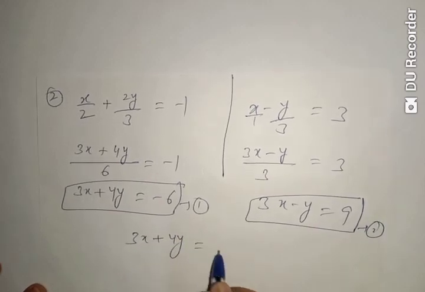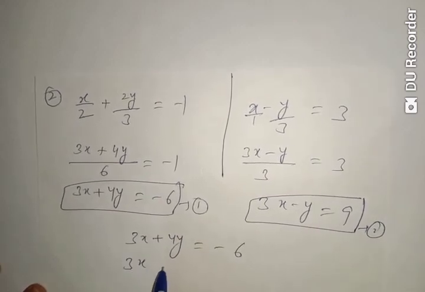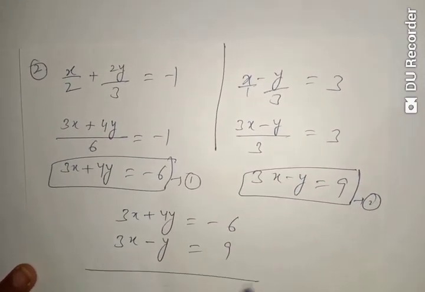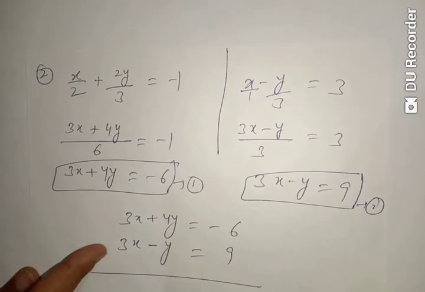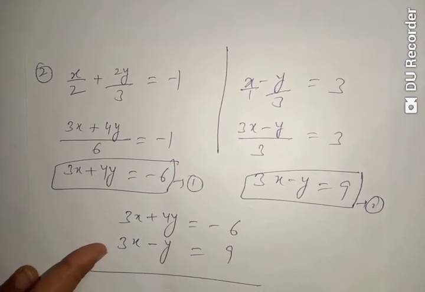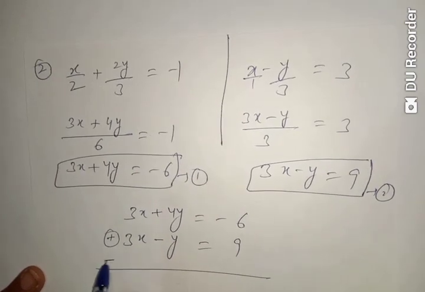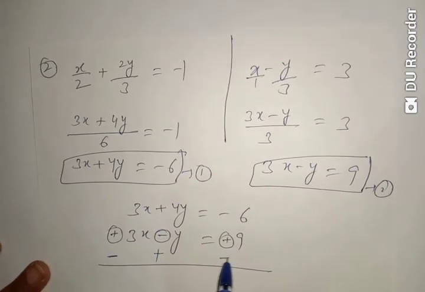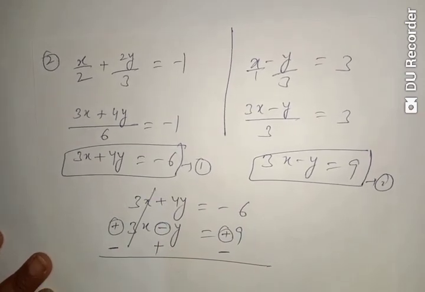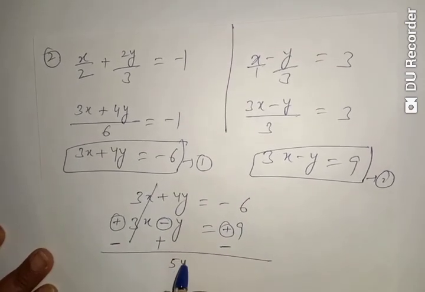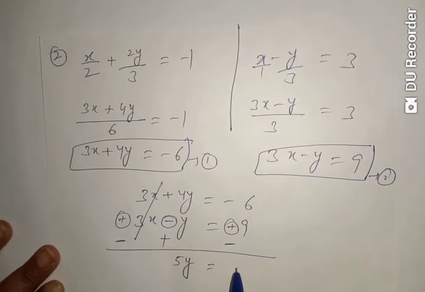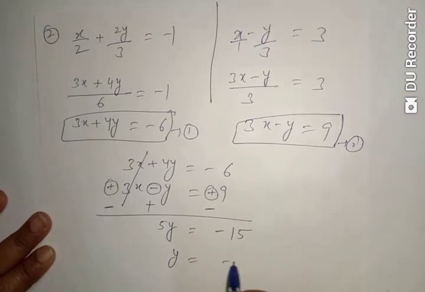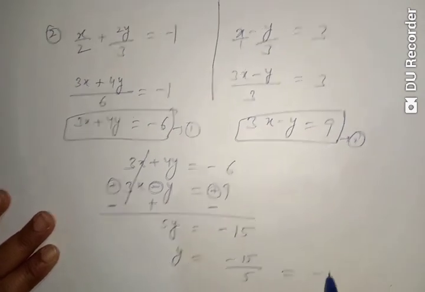No need to multiply with any number because the coefficient of x in both the equations is the same. So if I add, plus 3 will become 6. So I will subtract so that x can be eliminated. 3 gets cancelled with 3, x is eliminated. So I will get here 5y and here I will get minus 15. So y is equals to minus 15 by 5, which is equals to minus 3.